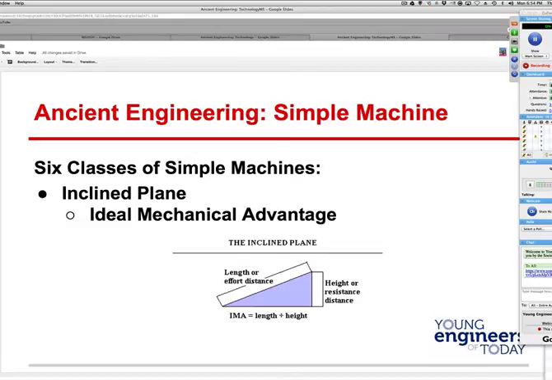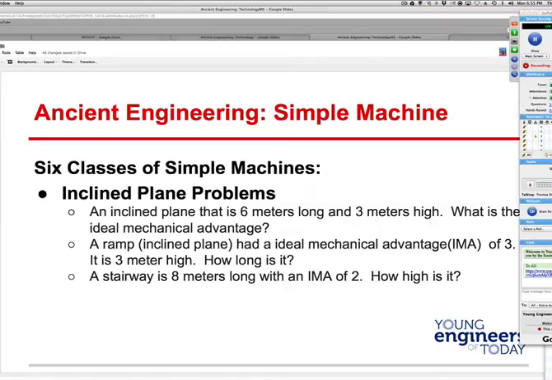All right. So let's do this. All right. So, in an inclined plane, the IMA is equal to length divided by height. Length divided by height. The length is the length of this wedge divided by the height. So you're walking up this distance right here. So here we got a series of questions. We're going to take our time. We're doing really well on time. An inclined plane that is 6 meters long and 3 meters high. What is the ideal mechanical advantage of this?